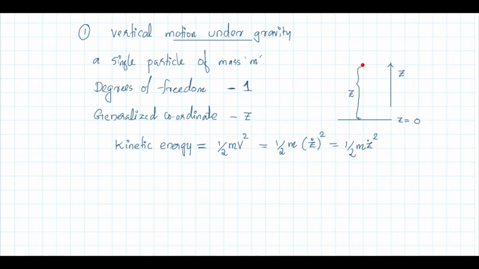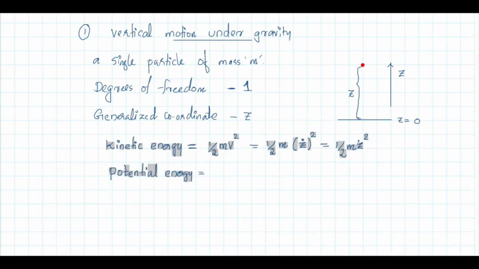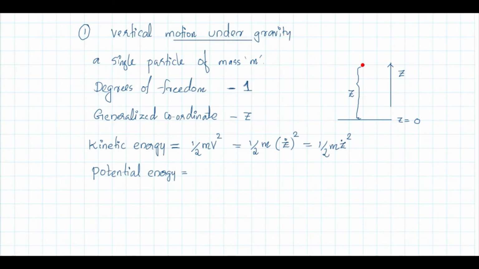Now, what is potential energy? In general we can have two types of potential energy. One is gravitational potential energy. The second one is spring potential energy. Here the situation is gravitational potential energy, because as the particle moves there is a height difference with respect to this reference. So there will be a change in potential energy.